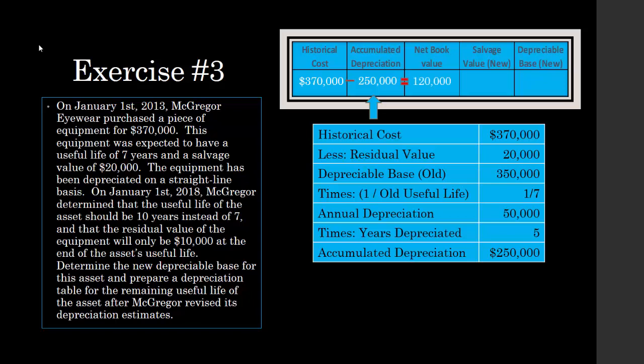So when you make a change of estimate, your net book value becomes your new historical cost for the purpose of preparing your depreciation table. Which means from that net book value at the time we change our estimate, let's subtract our new salvage value of $10,000 and determine that the amount that we need to take away from this asset over its remaining life is $110,000. So now that we have our new depreciable base, let's make our depreciation table.